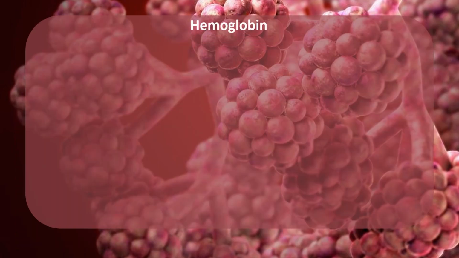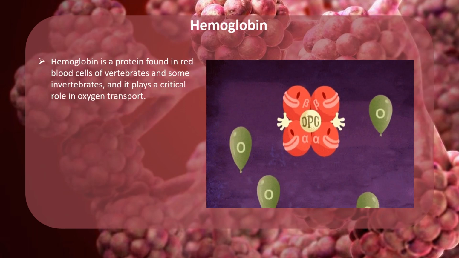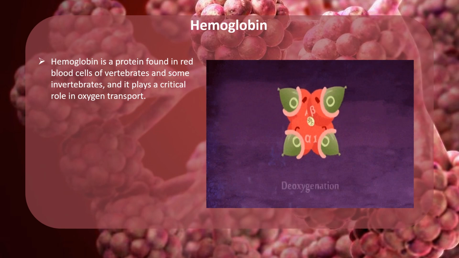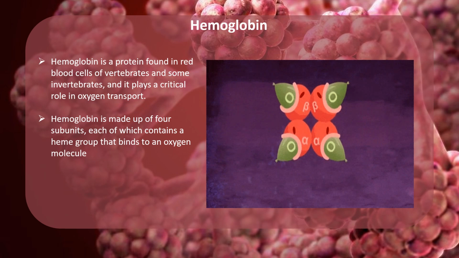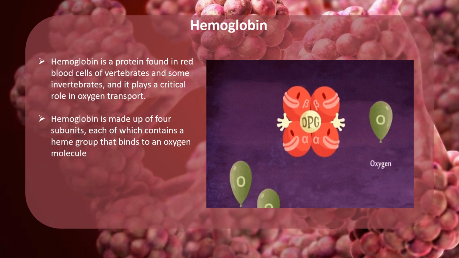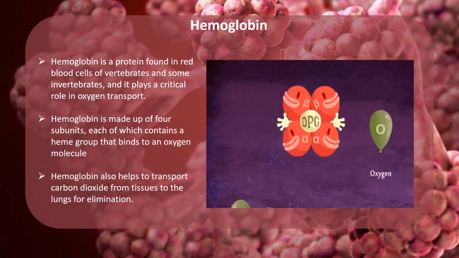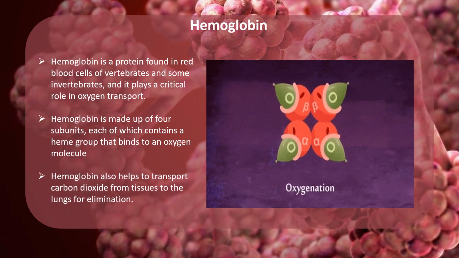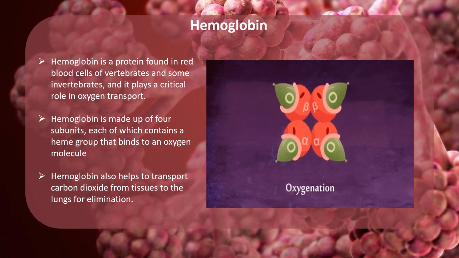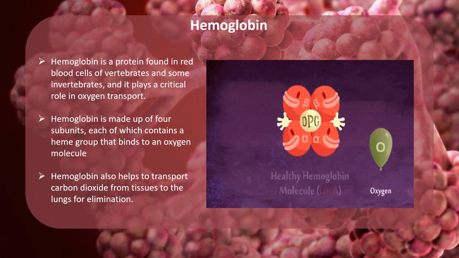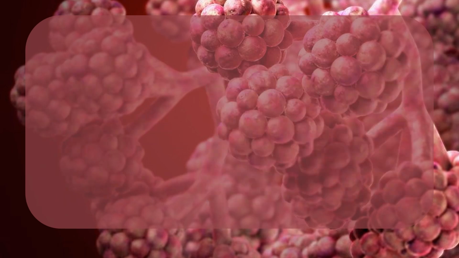So hemoglobin. Hemoglobin is a protein found in the red blood cells of vertebrates and some invertebrates. It plays a critical role in oxygen transport. Hemoglobin is made up of four subunits, each of which contains a heme group that binds to an oxygen molecule. When hemoglobin is exposed to high oxygen concentration, it binds to oxygen in the lungs and releases it in the tissues where oxygen is needed. Hemoglobin also helps to transport carbon dioxide from the tissues for elimination.